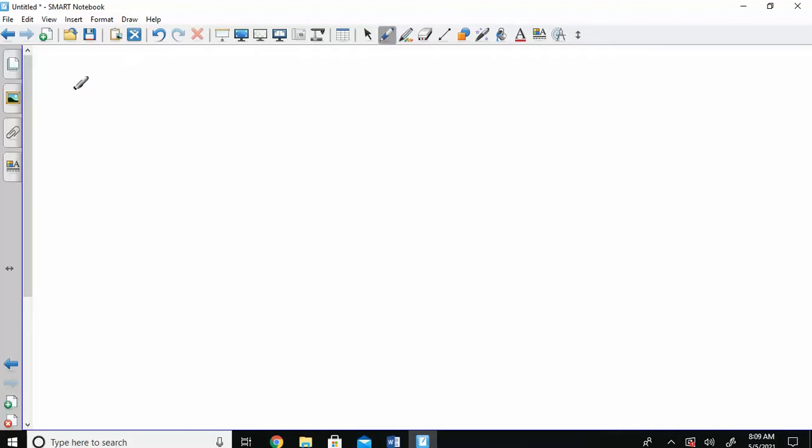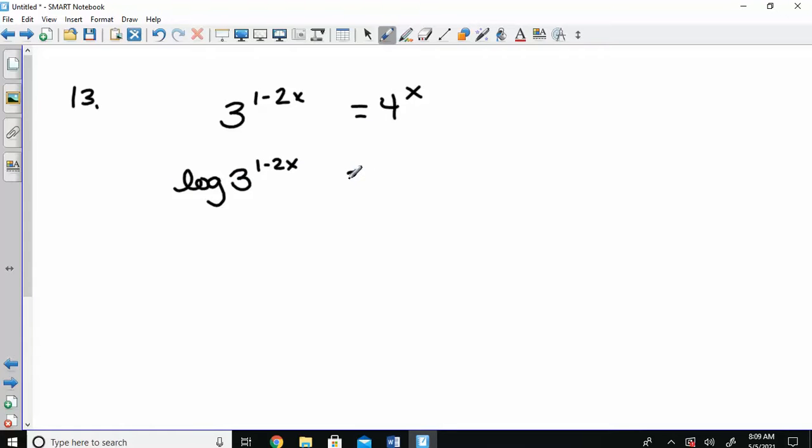Problem 13 looks the same, but it's a little bit different because is it possible to get a common base on that one? No. If you can't get a common base, that's when we added a log to each side. And if you add a log to one side, you have to do it on both. The reason we add that log is because of the properties. What can you do with your exponent?